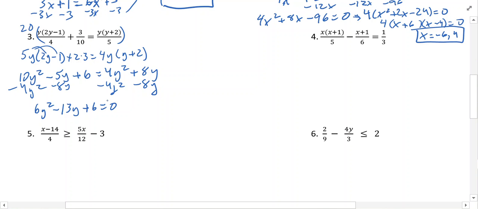So then when I do this one here, since the coefficient of x squared is greater than 1, you have to do your x method and do factor by grouping. And then once you do your factor by grouping, it's going to factor into 3y minus 2 and 2y minus 3 equals 0.